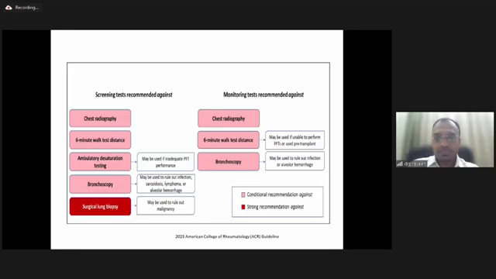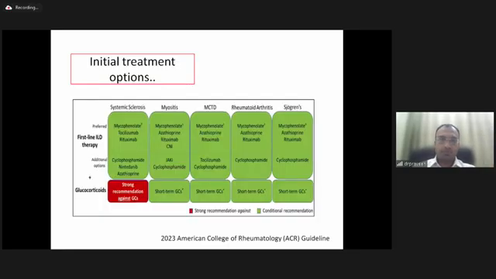For monitoring tests, again, no need for chest radiography. A 6-minute walk test is not required if the patient is able to perform a PFT. Bronchoscopy, again, is not required unless there is evidence of infection or alveolar hemorrhage. What are the treatment options?